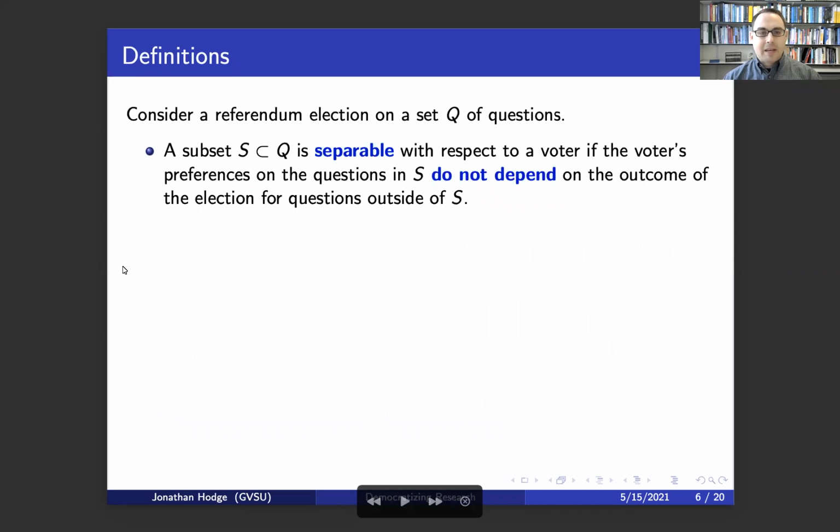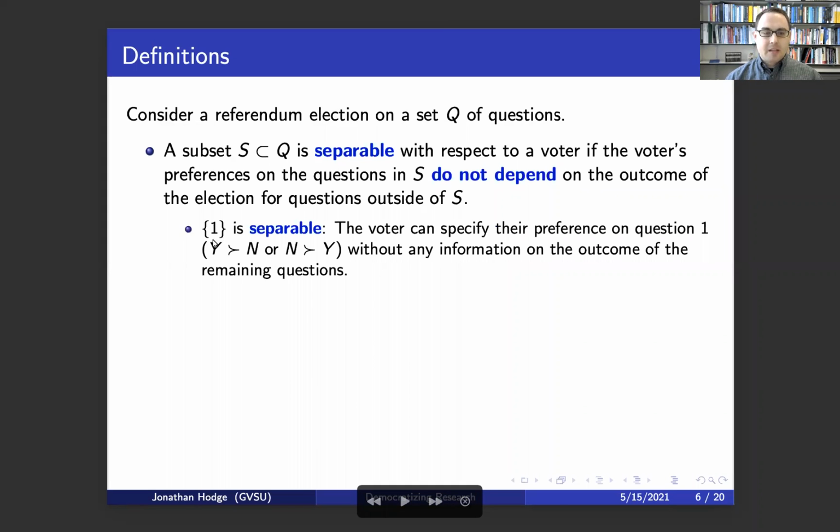So, just to introduce some definitions, we can formalize this idea. This is a semi-formal way of defining what separability is. We could say if we have a referendum on a set of questions, a subset of that set of questions is separable with respect to a given voter if the voter's preferences for the outcomes on the questions in that set don't depend on the outcome of the election for questions outside of the set.